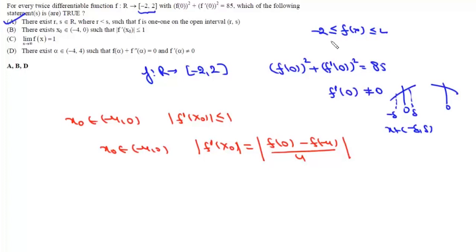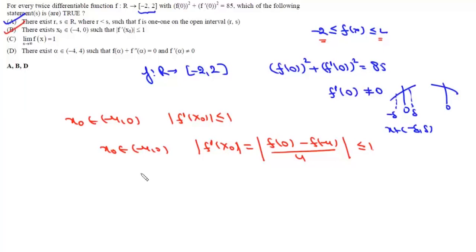Now we know that the minimum value of f(x) is -2 and the maximum value is +2. So the maximum value of f(0) - f(-4) will be 4. So it will always be less than or equal to 1. That means statement B is also correct.